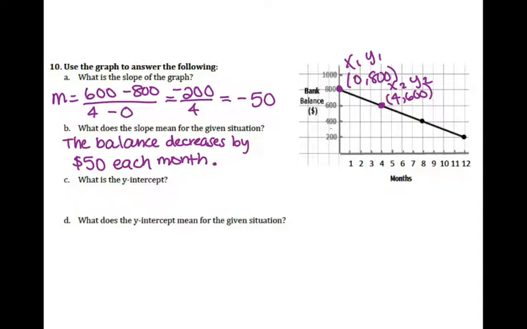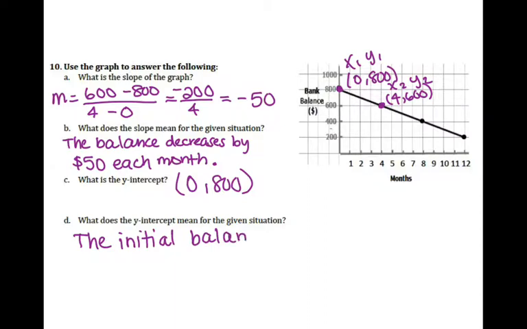Okay, the y-intercept is where it crosses the y-axis, and the y-intercept is at 0, 800. You should always write it as a point, so 0, 800. What does the y-intercept mean for the given situation? So if I look at my y-axis, once again, it's talking about the bank balance. So the y-intercept is the initial balance in the bank account. So the initial balance, oh man, my Apple Pencil's not cooperating. The initial balance in the account is $800.